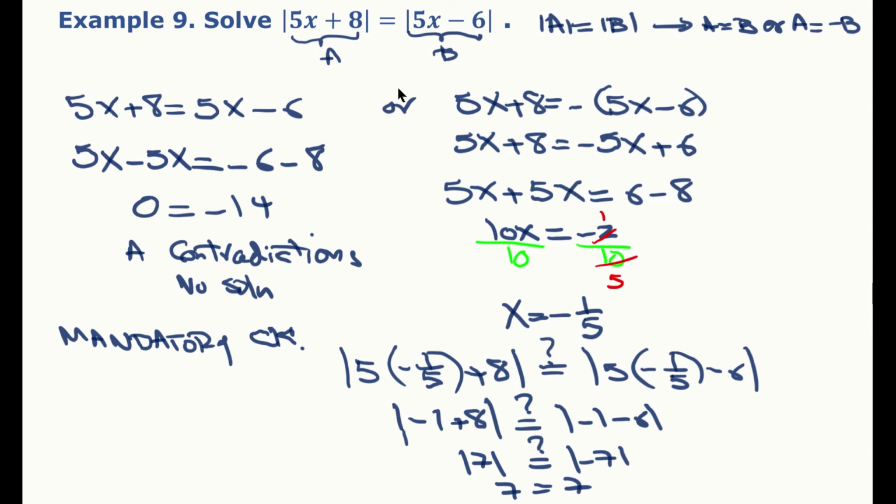So we know that our solution set contains one solution, and that is negative 1/5. So that's how you go about doing this. Make sure that whichever does end up giving you solutions, that you check it. Checking these solutions is not optional.